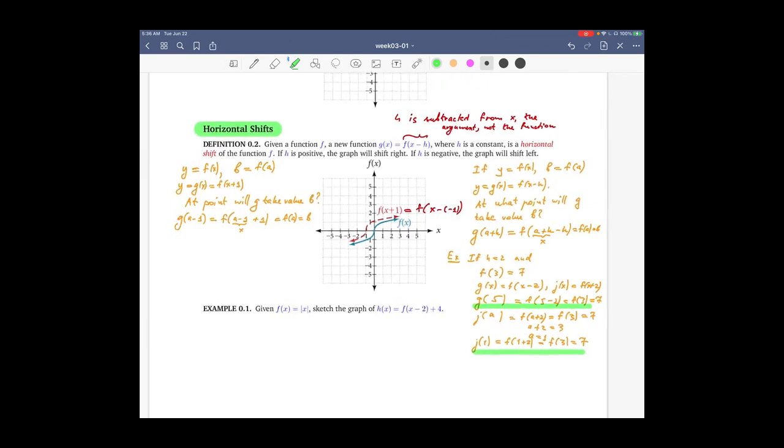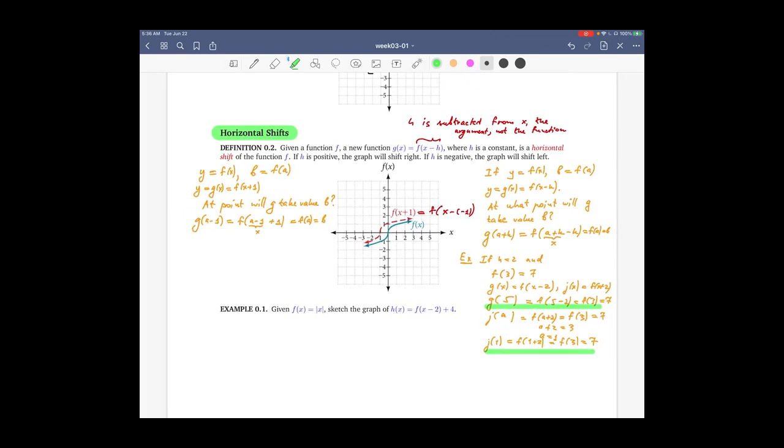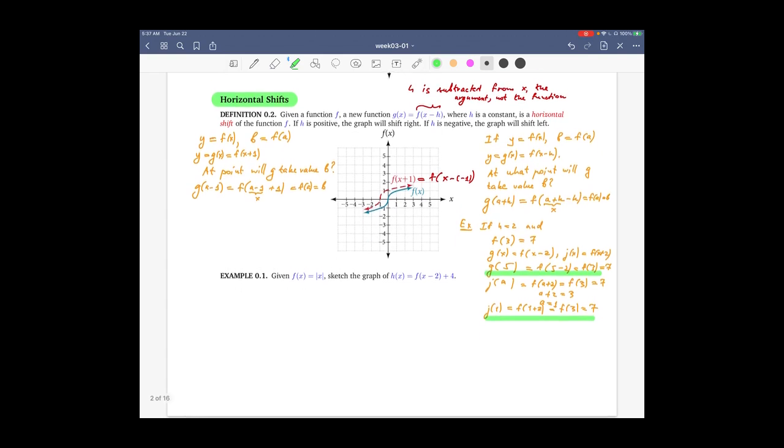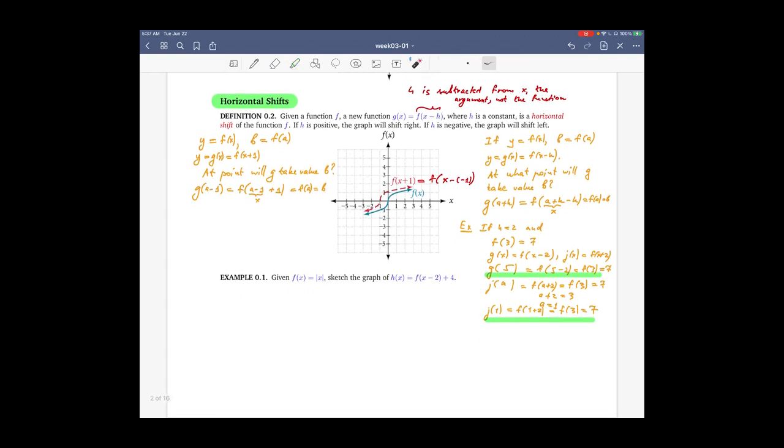All right. That was horizontal shifts. We will have more examples involving horizontal shifts. So don't worry if you don't immediately understand what's going on. You will learn from examples. The very first example we look at is graphing f at x minus 2 plus 4 when f is the absolute value of x.